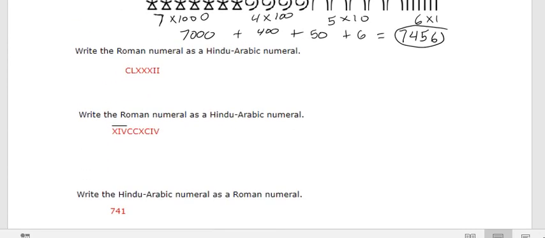Write the Roman numeral as a Hindu Arabic numeral. So here you kind of want to go from left to right. The first letter here is C, that represents 100. The second letter is L, which represents 50. And then each of these X's are 10. And then we have the I's, which are representing 1, so there's 2 of them. So if we add all these together, then we end up with 100, 50, 60, 70, 80, and then the 2 from the I's. So my answer here is going to be 182.